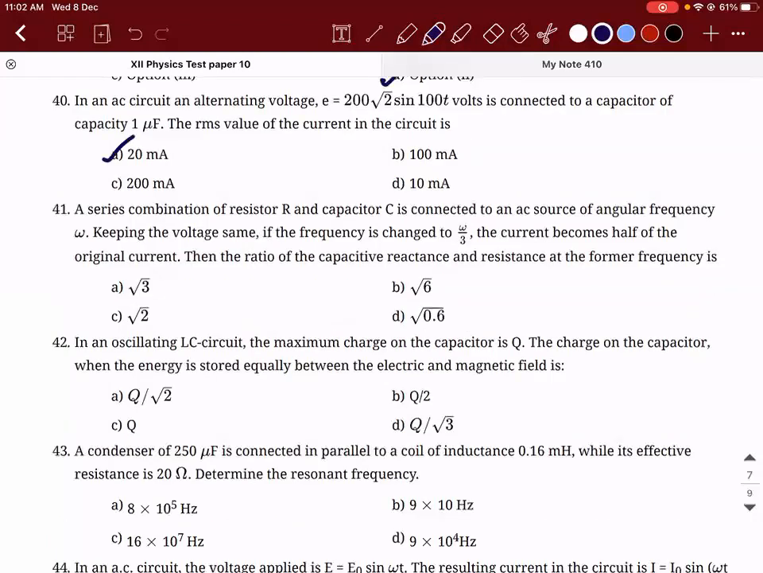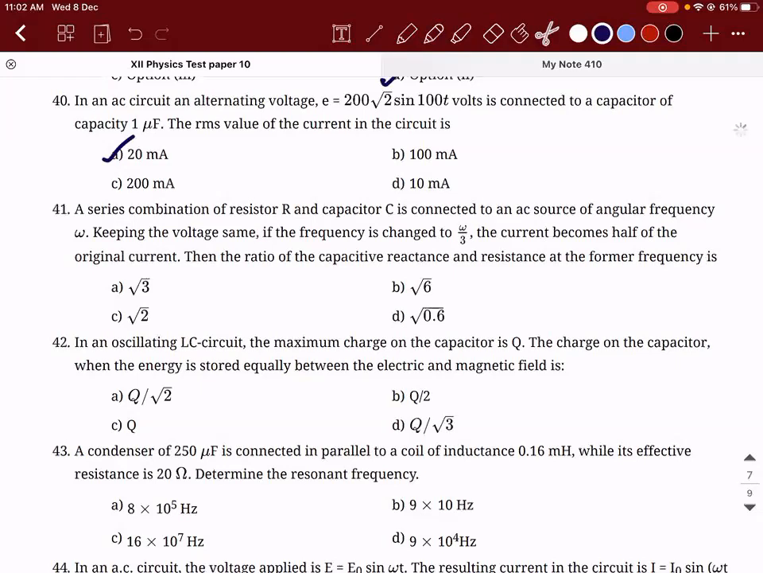So there is a series combination of resistance R and capacitor C, which is connected to an AC source of angular frequency omega. Keeping the voltage the same, if the frequency is changed to omega by 3, the current becomes half the original current. Then the ratio of capacitive reactance and the resistance at the former frequency. So how to calculate it? Let me take this question on a new page.